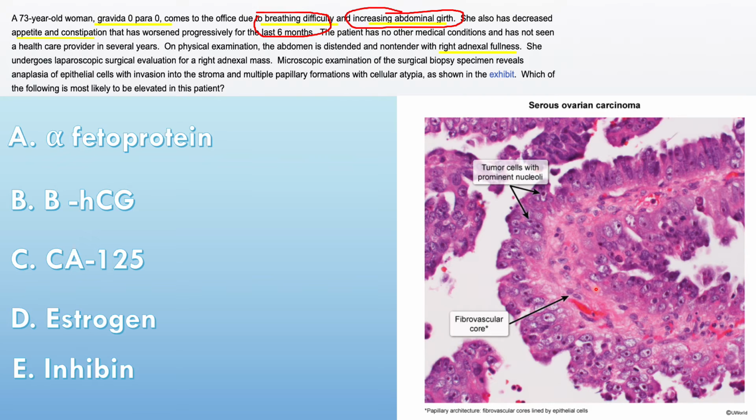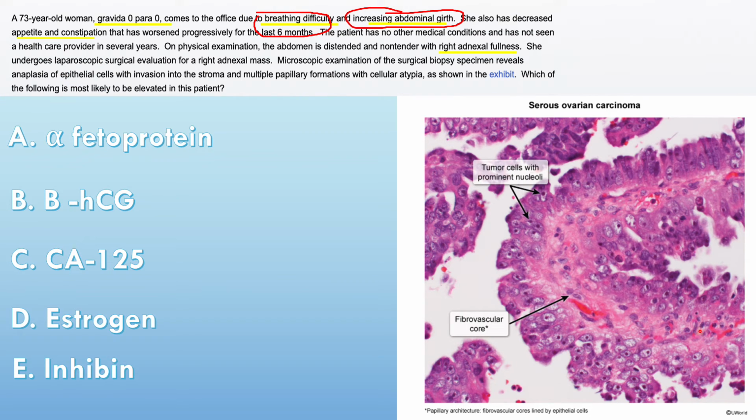It's not a serous cystadenoma, rather it's cystadenocarcinoma. And multiple papillary formations, this whole thing, and this whole thing, and this whole thing, these are called papillae, okay, with a fibrovascular core. This has the vessels that support the tumor. Which of the following is most likely to be elevated in this patient?